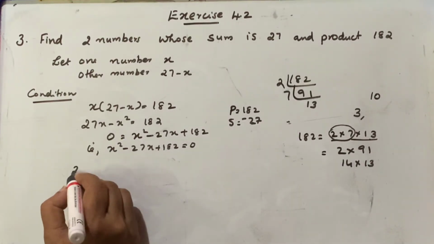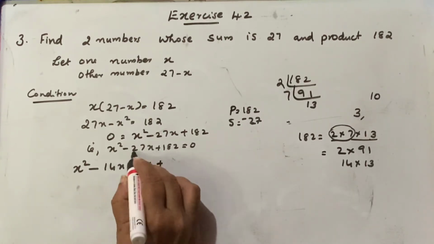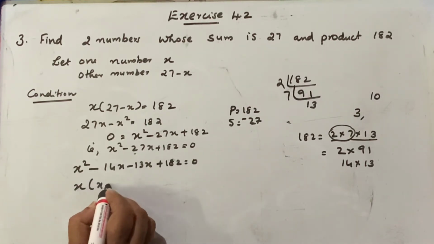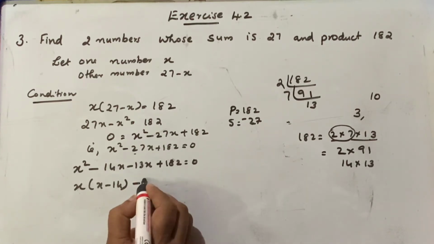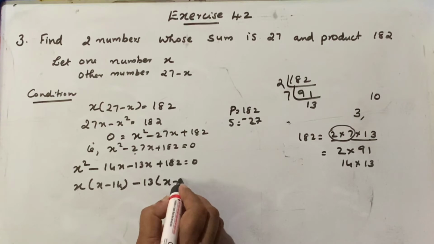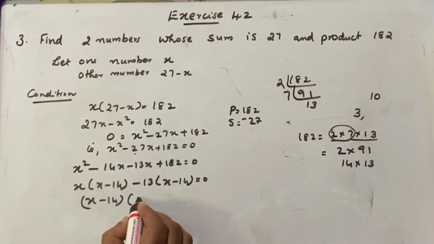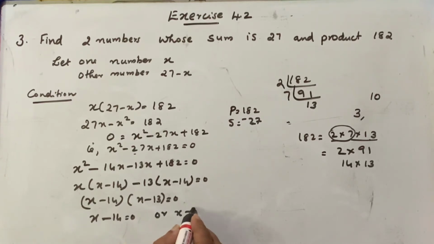So, here you can write minus 14x minus 13x, splitting this term, plus 182 is equal to 0. You know how to do that. So, x into x minus 14, and here 13 is the common factor. Here also you will get x minus 14. That is x minus 14 into x minus 13 is equal to 0. That is x minus 14 is equal to 0 or x minus 13 is equal to 0. That means you will get x is equal to 14 and x is equal to 13.